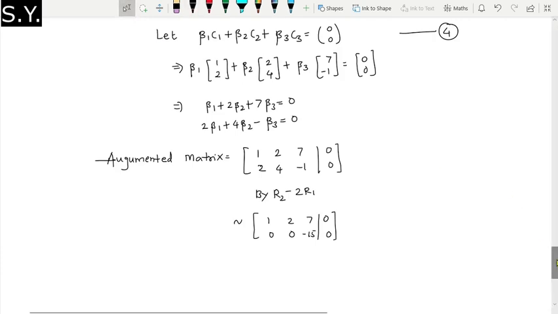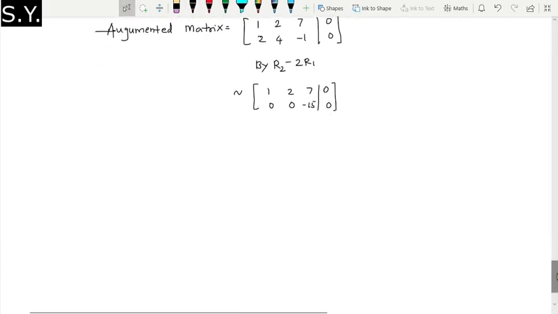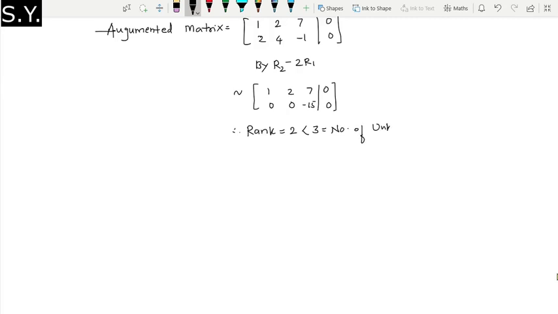Therefore what is rank? Remember now number of unknowns are 3 over here. Therefore rank is equal to how much? 2, which is less than 3, that is number of unknowns. Therefore system has infinite solution. So how many parameters over here? 1 parameter. So number of parameters that we are going to use is 3 minus 2, that is 1.